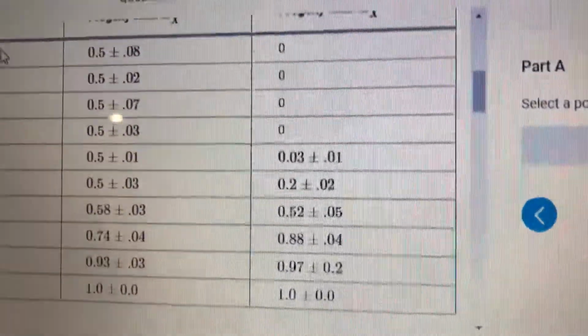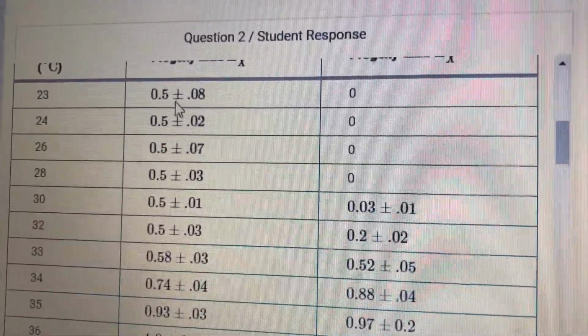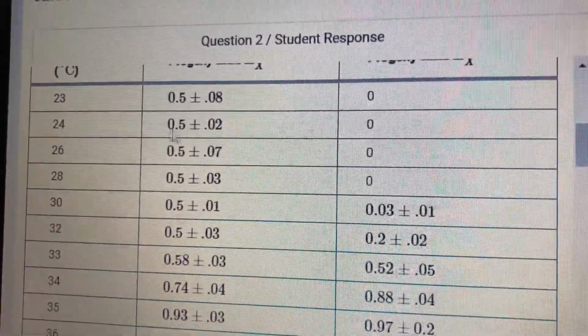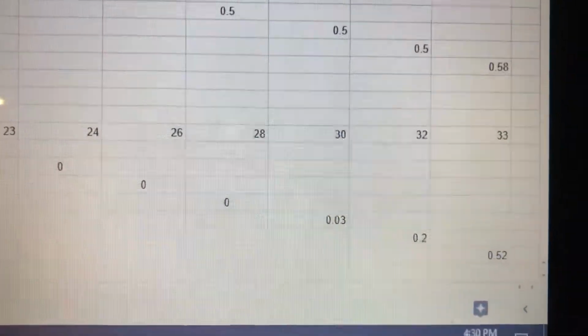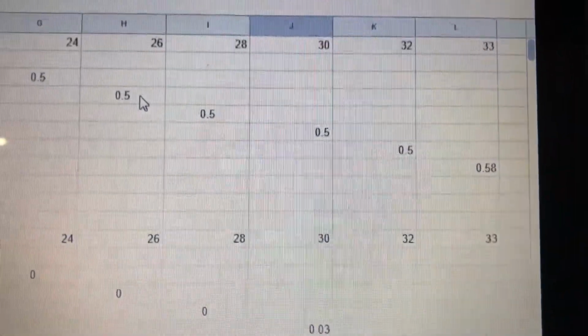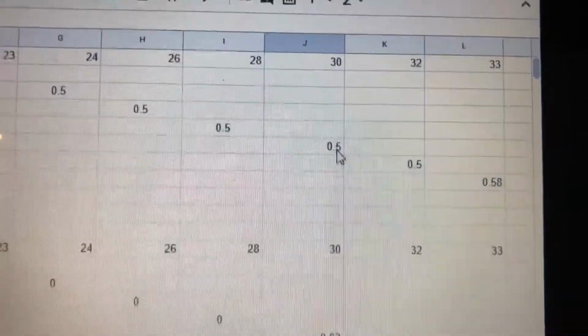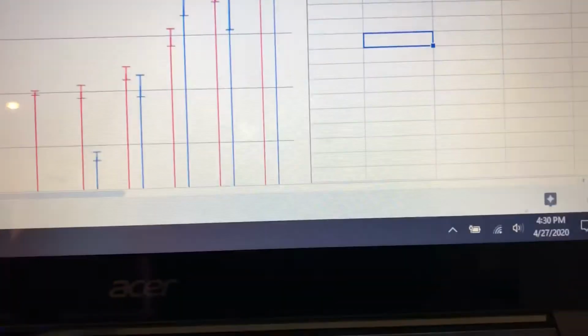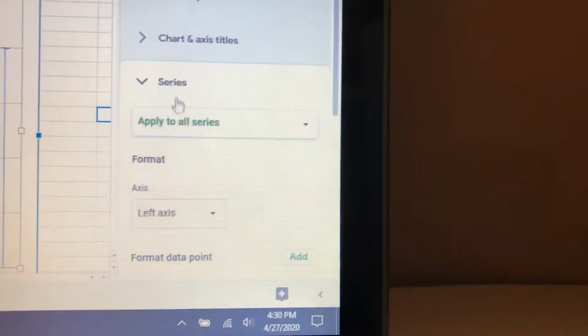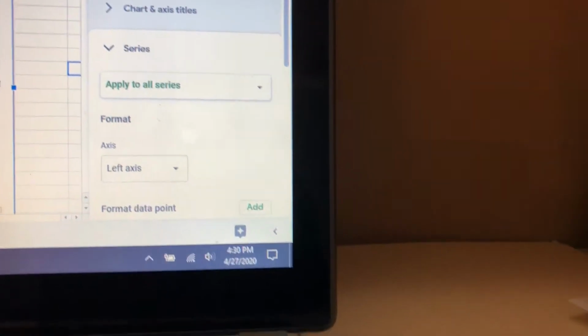At 23 degrees, 0.5. Okay, at 24 degrees is 0.5. 25 degrees is 0.5. So 0.5 at 24, 0.5 at 25, etc. So what this does when I graph this is it makes it so that each data point is its own series.